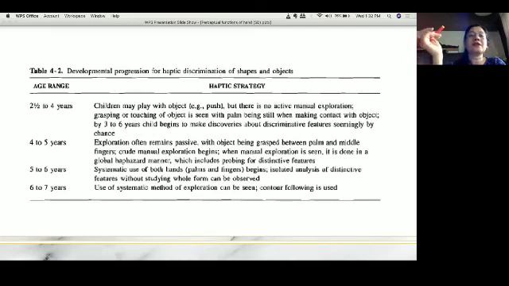At 4 to 5 years, exploration remains passive with the object being grasped between palm and middle fingers. Crude manual exploration begins. When manual exploration is seen, it is done in a global, haphazard manner which includes probing for distinctive features. At 5 to 6 years, systematic use of both hands begins. Isolated analysis of distinctive features without studying the whole form can be observed, and at 6 to 7 years, use of a systematic method of exploration can be seen, and contour following is used.